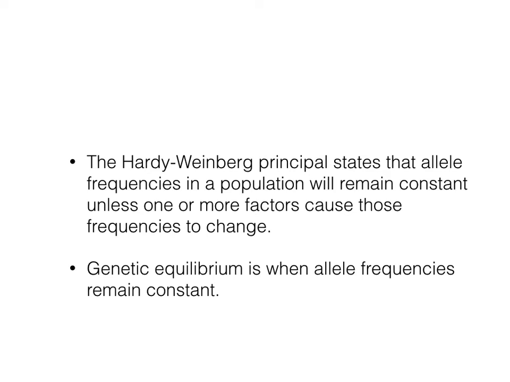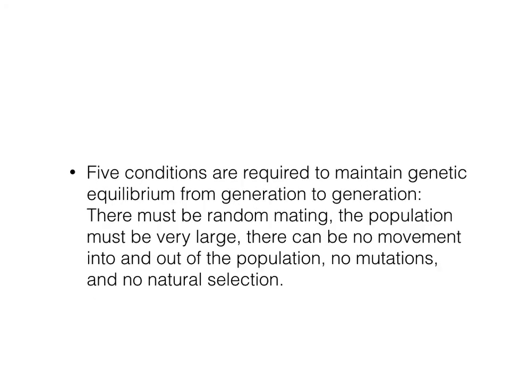The Hardy-Weinberg principle states that allele frequencies in a population will remain constant unless one or more factors cause those frequencies to change. The truth is, Hardy-Weinberg shows how difficult it is for allele frequencies to remain the same in a population; they are constantly changing. Genetic equilibrium is when allele frequencies remain constant. Five conditions are required to maintain genetic equilibrium from generation to generation: there must be random mating, the population must be very large, there can be no movement into and out of populations, no mutations, and no natural selection.